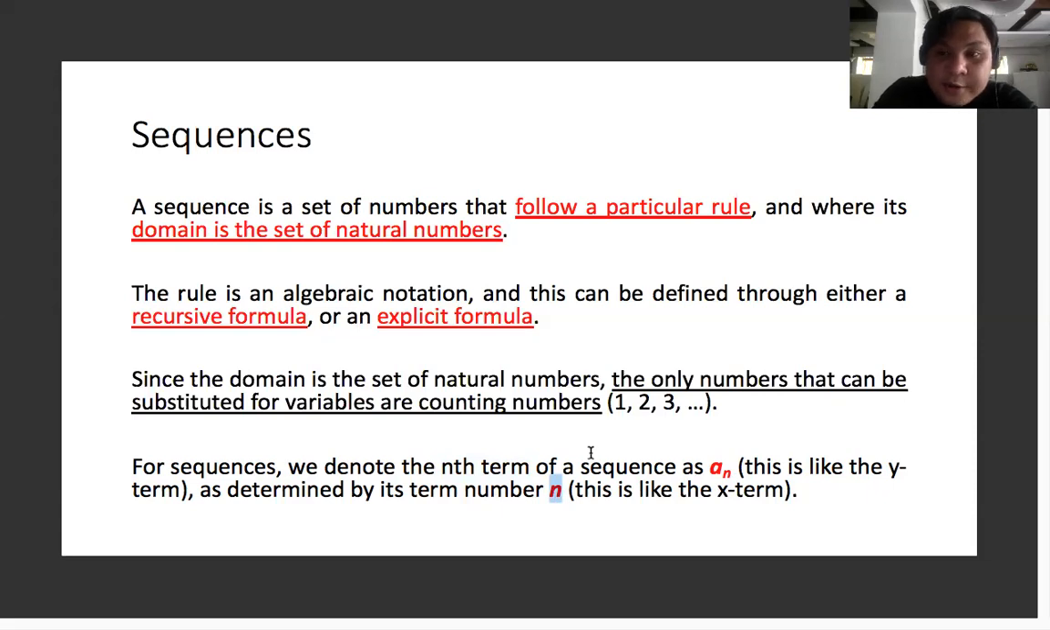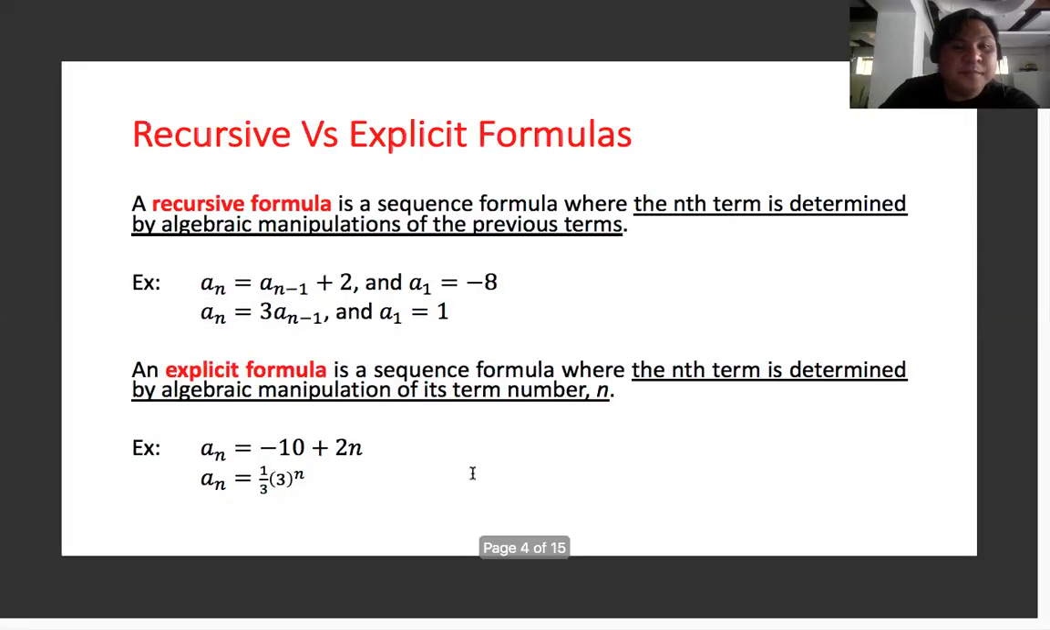Later you will realize that this a sub n and n connection applies more to explicit formulas as opposed to recursive formulas, although there are recursive formulas that do use n in the description of their rule. The next slide, I think, will go over the differences between explicit and recursive formulas. Aha, here we go.